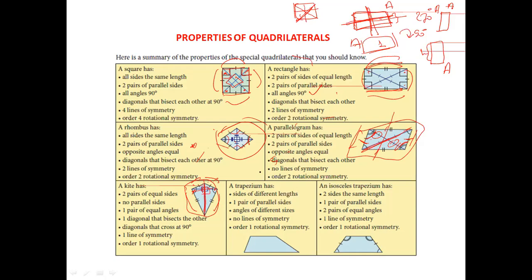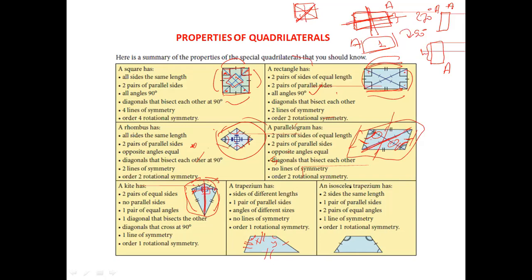A trapezoid has sides of different lengths and one pair of parallel sides. This side and this side are parallel to each other, but their lengths are not equal. Also, these lengths are not equal to each other, and that's why I want to draw it like this. There are three, and there is one. So, angles of different size, angles X, Y, Z, and T. No lines of symmetry. Order one rotational symmetry. It is 360 degrees, or itself.